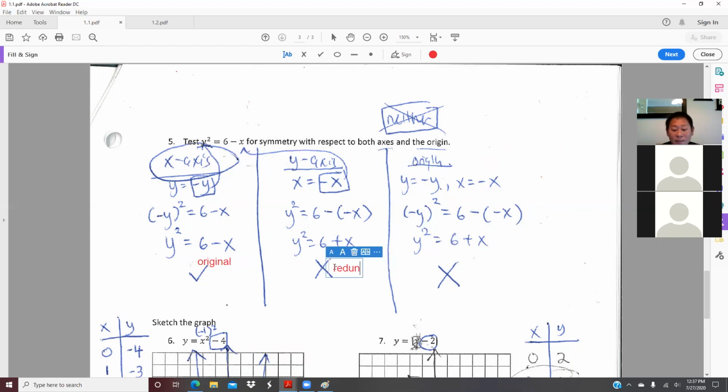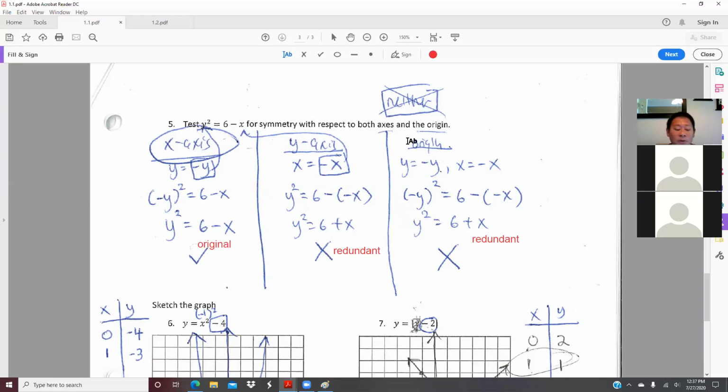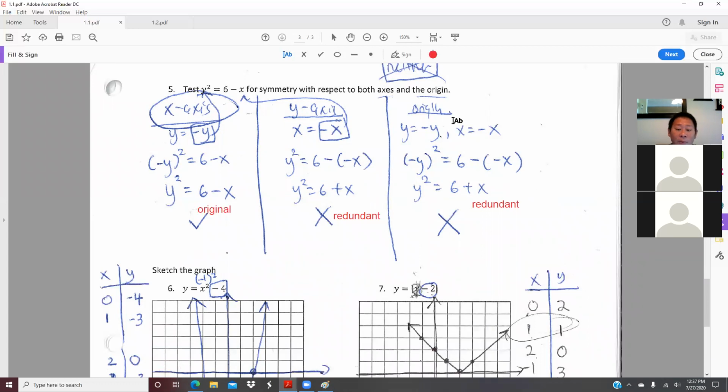So some of you ask me, "David, do you need to show the work for those two?" No, those two are redundant. Once you figure out the x-axis, you're done. But if the x-axis is no good, you have to go on to the y-axis, and then you have to go on to the origin. And if all three are no good, then your answer is neither. Okay, just want to point out to you guys, this is what we're going to do.